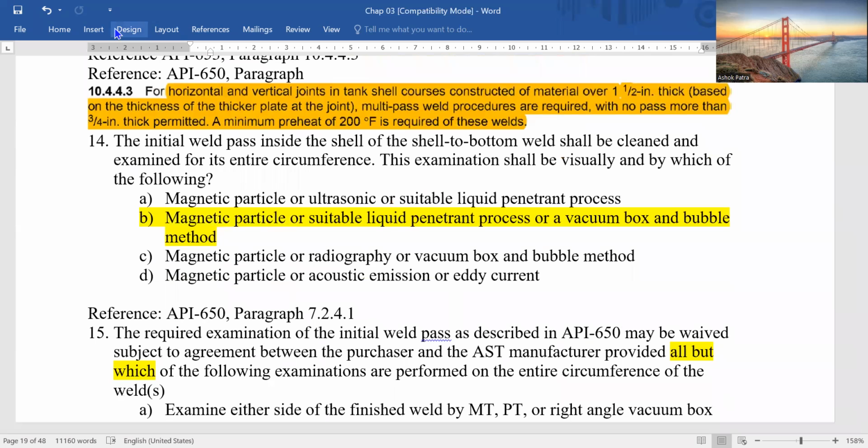The initial weld pass inside the shell and shell bottom weld shall be cleaned and examined for the entire circumference. This examination shall be visual and by which of the following: magnetic particle, or a suitable liquid penetrant process, or a vacuum box and bubble method. So any of these methods can be used.